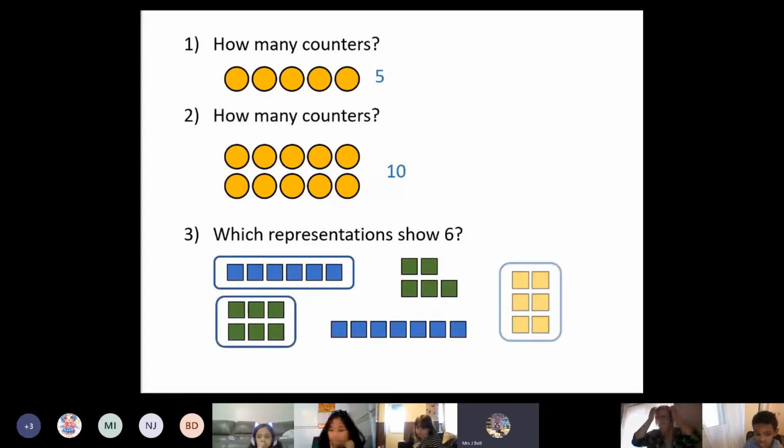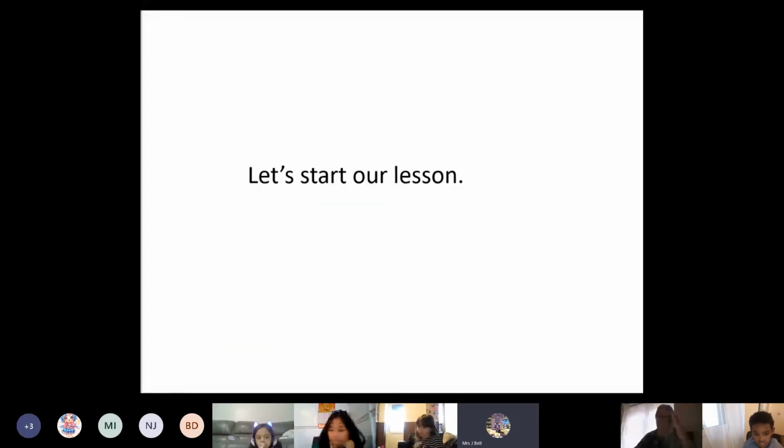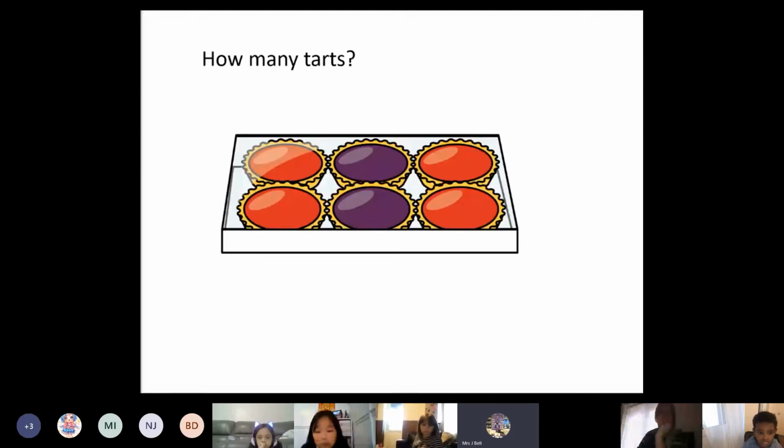Okay, let's move on. So we're going to start our lesson. Well done for that warm-up. So we're going to start by looking at some arrays, as I said before when we started the lesson. My question to you is, how many tarts can you see? Type it in the chat box. Well done, Cara. Mahmood's saying 6, well done. Brooke is saying 6, super. Sergo says 6, well done. Yes, you are absolutely right.